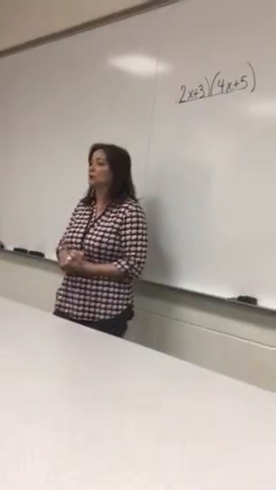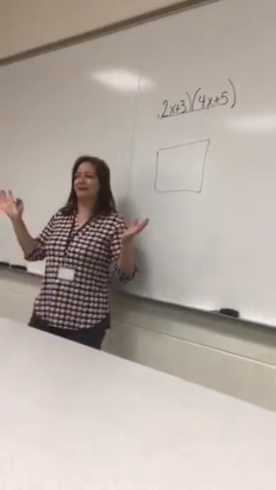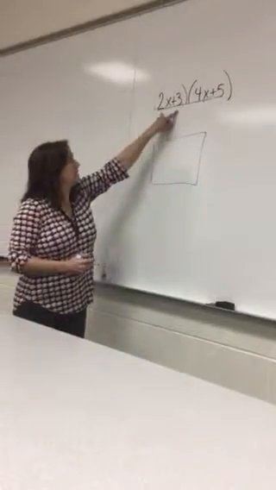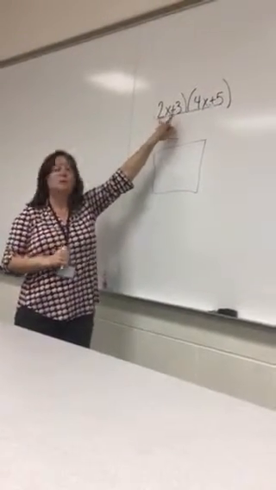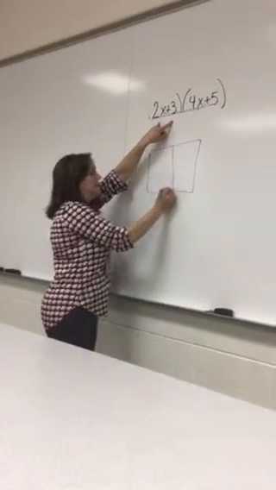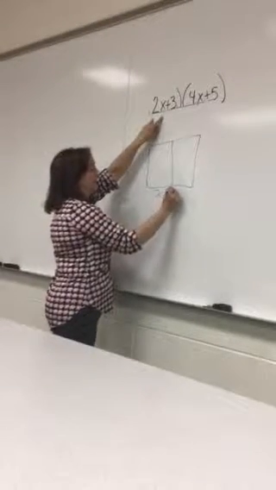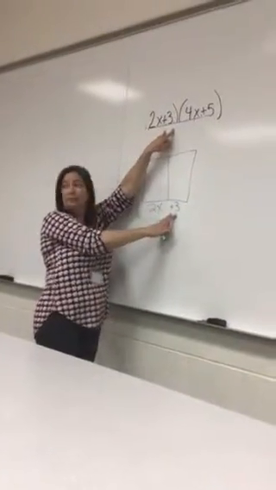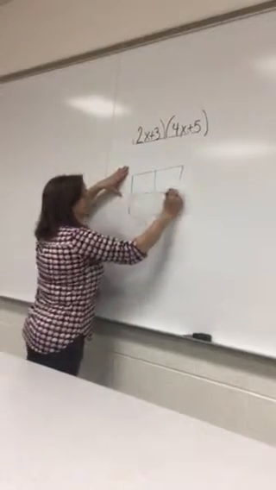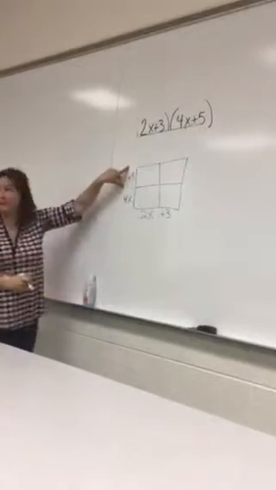So here's what we're going to do with our generic rectangle. First of all, I'm just going to make a generic rectangle. It's not to scale, it's just a rectangle. And then I've got my base is 2x plus 3. This has two terms, right? So I'm going to separate my base into two parts. I've got my 2x term, and then I have my plus 3 term. And then my height has two terms, so I'm going to separate my height into two spots. I've got my 4x spot, and I've got my positive 5 spot, okay?